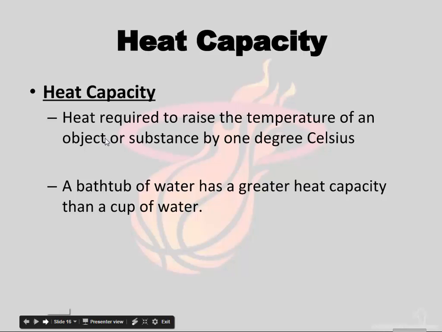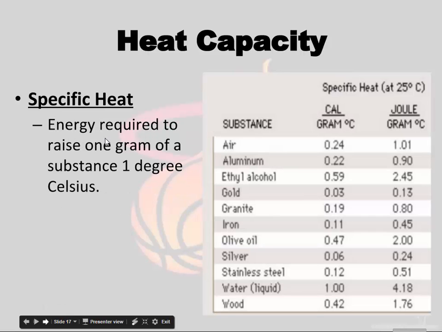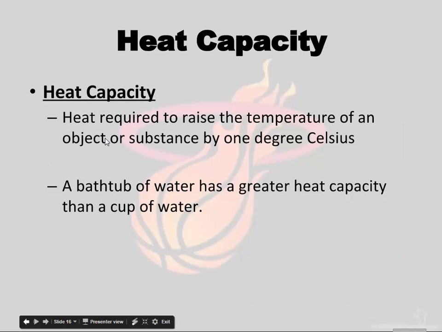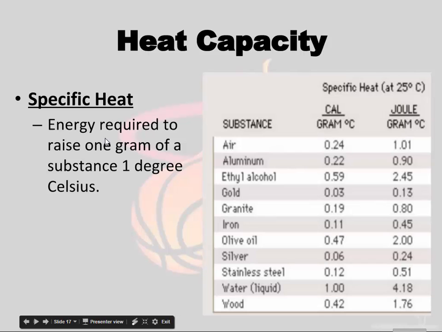So let's talk about how much energy we have to add in order to raise a substance's temperature. So how much heat do we need to add, or energy do we need to add? We call this the heat capacity. So it's the heat needed to raise the temperature of an object or substance by 1 degree Celsius. And we can look up some of these specific heat values, meaning it's assigned to a specific substance. So it's the energy required for 1 gram of that substance to raise its temperature by 1 degree Celsius.